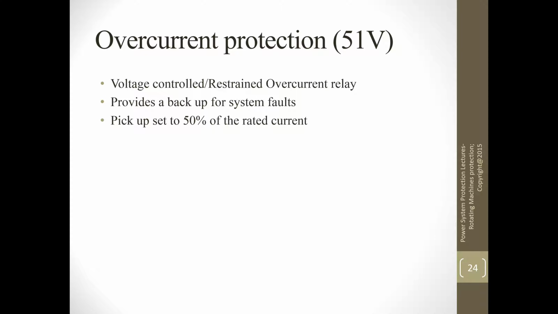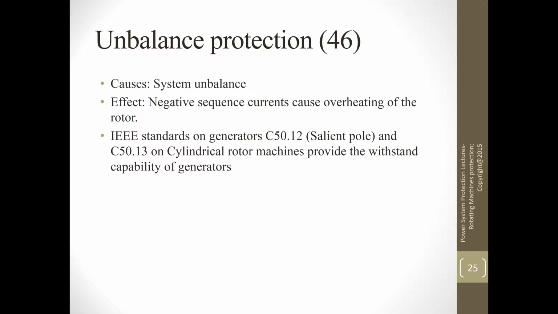And here, as the voltage goes down, the pickup reduces as the voltage reduces. That is, as the system voltage reduces, so under fault conditions the relay picks up at 50% of the rated current. Under normal operating conditions, it will be well above 100% of the rated generator current.